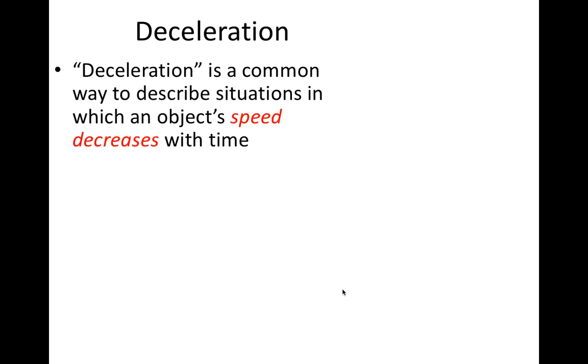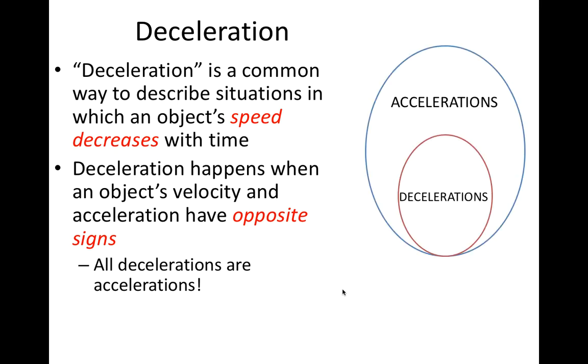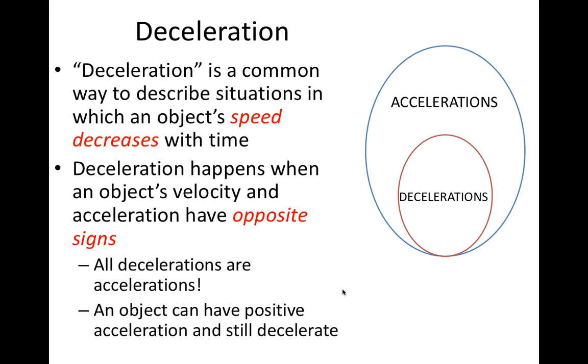We use the word decelerate to describe an object whose speed is decreasing. And it's important that you understand that decelerations are just a special case of accelerations. An object will decelerate when its velocity and acceleration have opposite signs, which means that they're in opposite directions. But all decelerations are accelerations, and a decelerating object is changing its velocity. Therefore, a decelerating object is accelerating. Deceleration is just a special kind of acceleration.